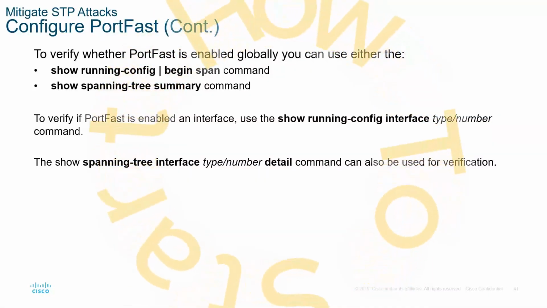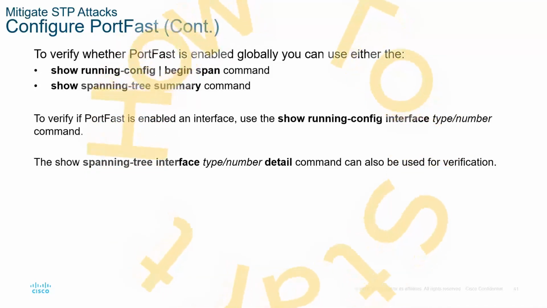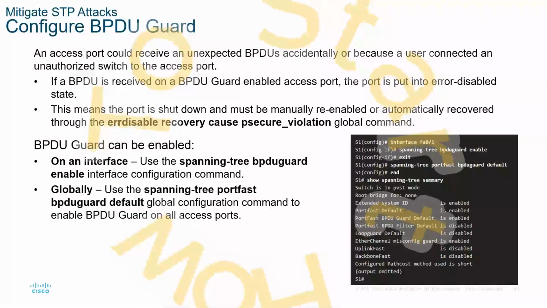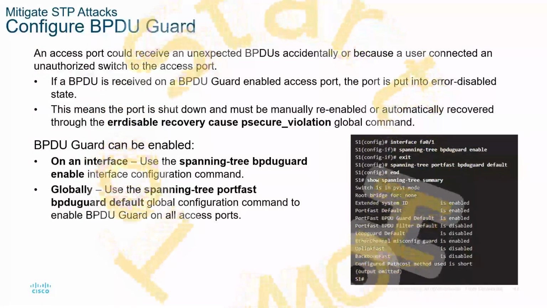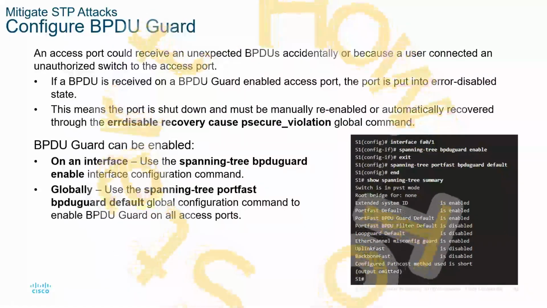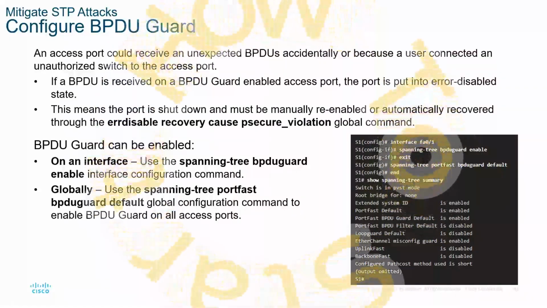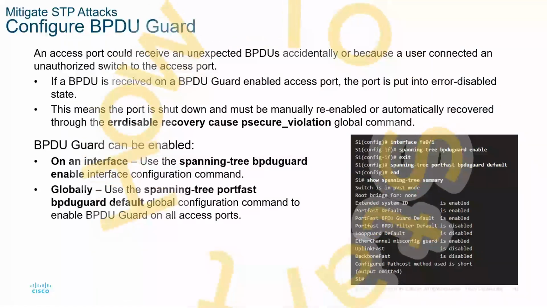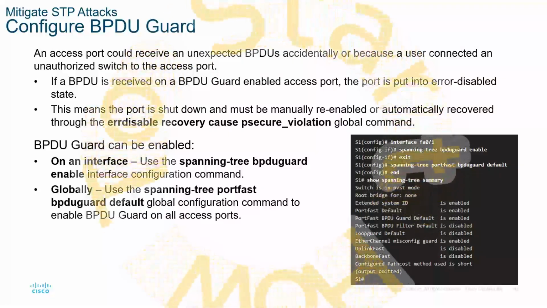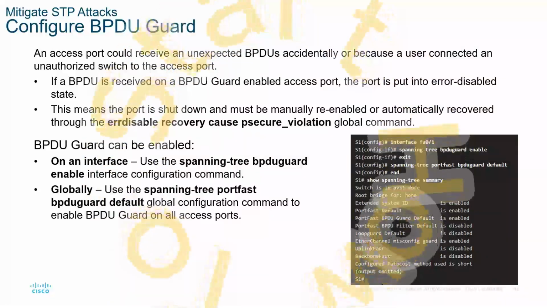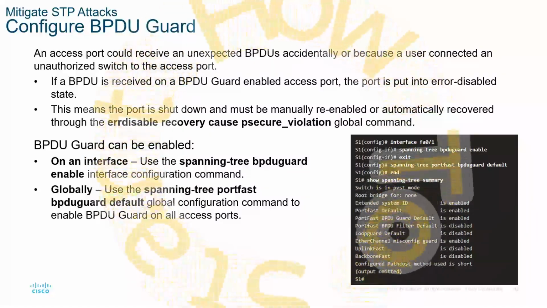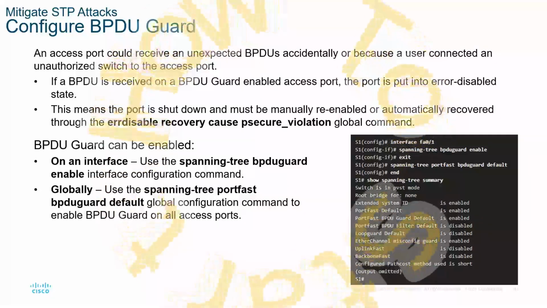And you can verify by doing a show spanning-tree summary, or by going to the interface and looking at the details. How do you configure BPDU guard? Very straightforward. Just like we set up spanning-tree portfast, we'll do the same thing but with BPDU guard. You can navigate to the interface, spanning-tree, BPDU guard, and enable it. Or you can do it globally by issuing spanning-tree portfast bpduguard default, and you can verify with a show spanning-tree summary just to verify.